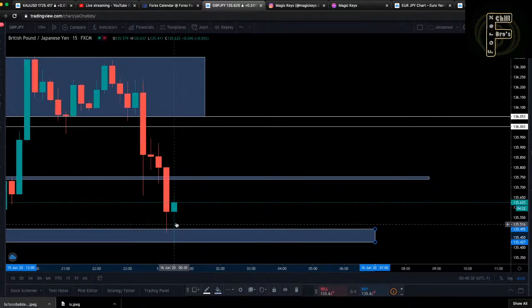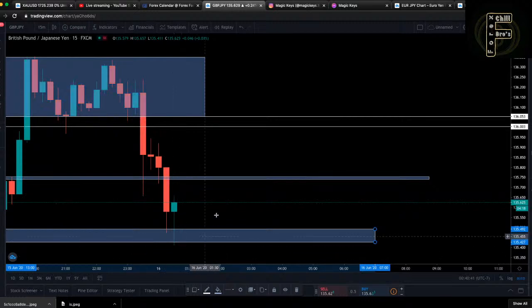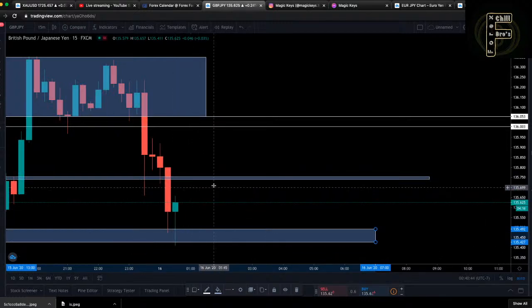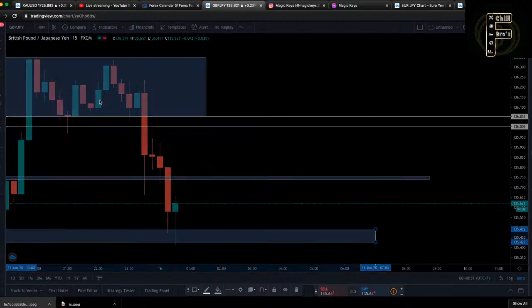I've seen this happen. This closes bullish, then the next candle did not break this high and just kept on going down. So, after the next 15 minutes. But we might be pushing up, you never know. 30 minutes.